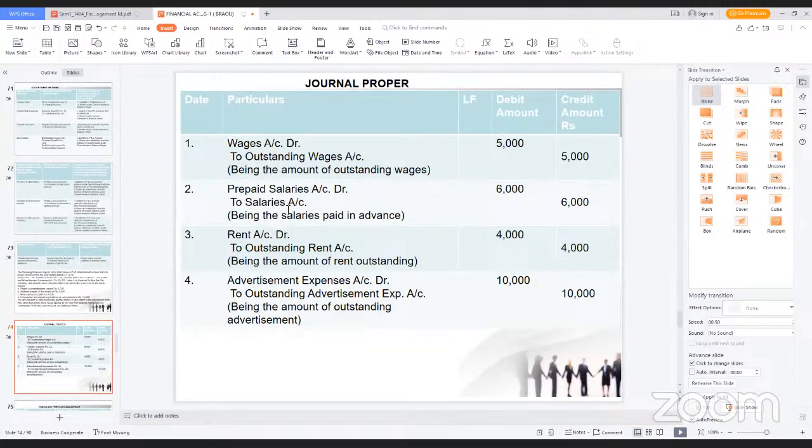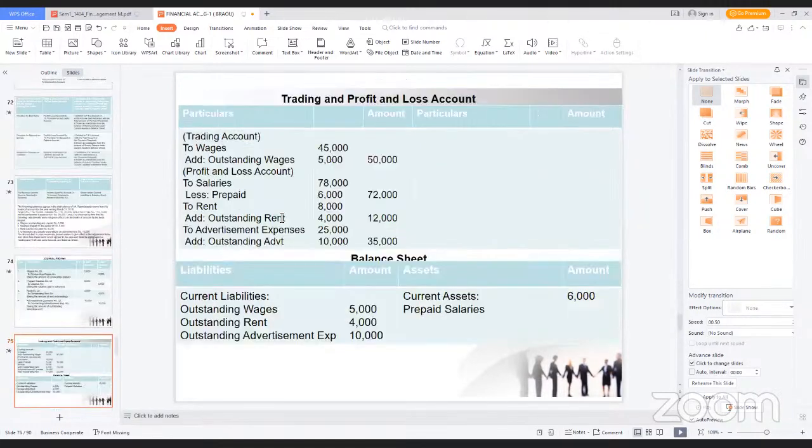Now we'll see how you will be writing in the P&L account. So your trading account and the profit and loss account. In the trading account, to wages. Wages amount we have 45,000, outstanding 5,000, means still you have to pay it, and here it is 50,000. To salaries. Salaries are prepaid. Prepaid account debit to salaries account. That is 78,000. Means still you have to pay the amount.